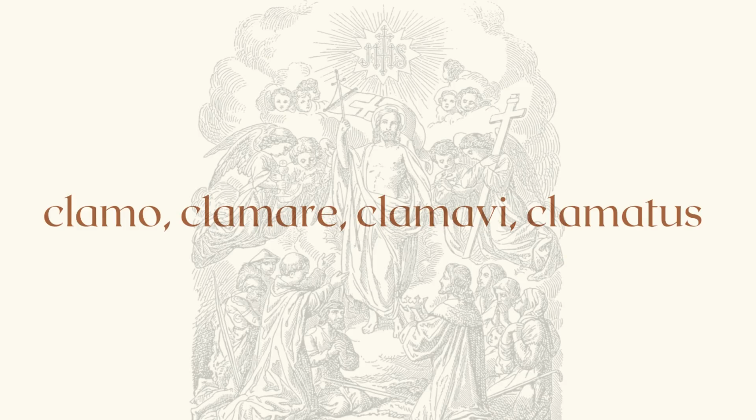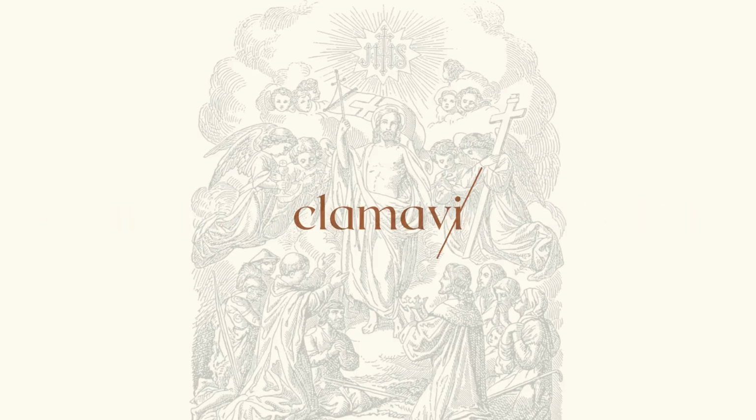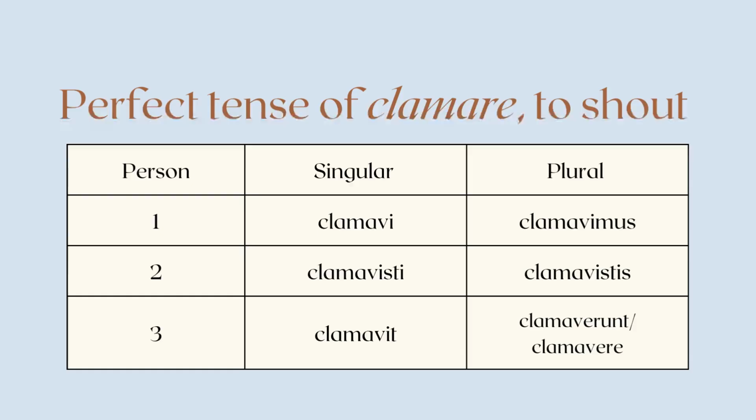Taking the example of clamare, to shout, we can see that the first person singular of the perfect tense is clamavi. To find the stem, we drop the i, thus the perfect stem is clamav. To this is added the perfect tense endings: i, isti, it, imus, istis, ere or erunt. And here's a table showing how to conjugate clamare in the perfect tense. Clamavi, clamavisti, clamavit. Clamavimus, clamavistis, clamaverunt, or clamavere. Either of those may be used.